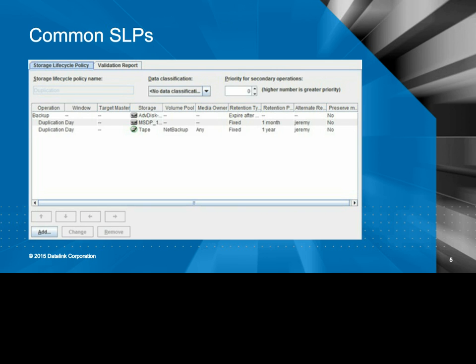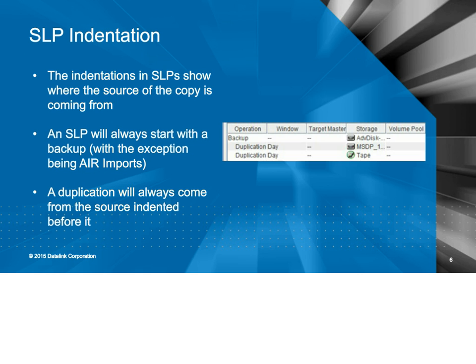The first thing that I want to cover is the indentations you'll see. If you look on that far left window that says Operation, you'll notice that the backup option is not indented at all, while both duplication options are indented a single time. What these indentations mean is they show you where the source copy of an image is going to come from when it's being duplicated or replicated. The way it works is that the image is replicated or duplicated from the source that is the previous indentation.